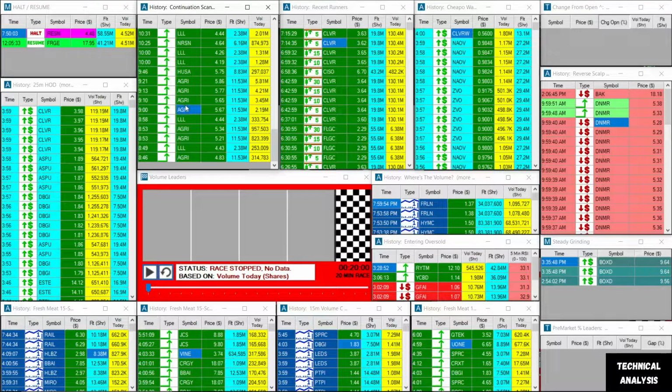Again, Agri is one that went from a pretty cheap price to shooting up pretty quick. So this continuation scan is going to show us some of those moves. So keep an eye on that one, and same with these recent runners.